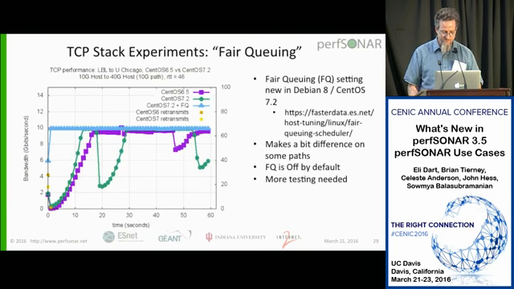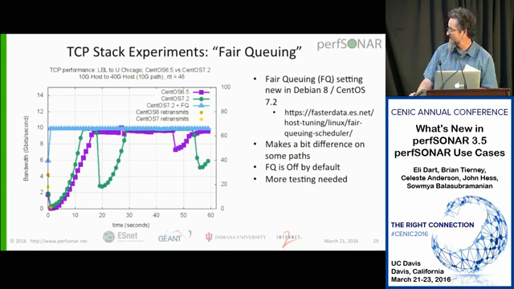And also added in this 7.2 release last December is something they call fair queuing, which was originally mostly designed for the lower end devices and to prevent buffer bloat in home networking, but it turns out it's pretty useful at the high end as well. So here we have CentOS 6.5 in purple, standard 7.2 in green, and 7.2 with fair queuing enabled in blue. Fair queuing is off by default still.